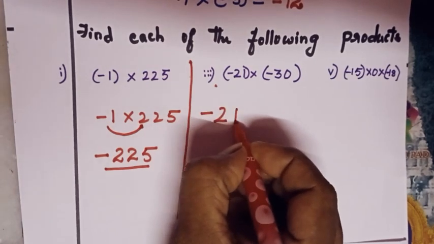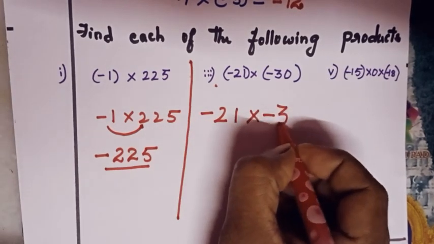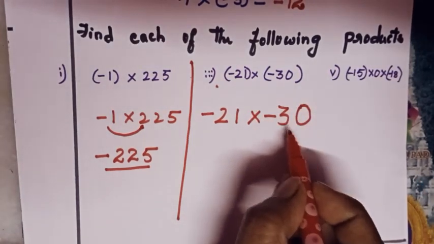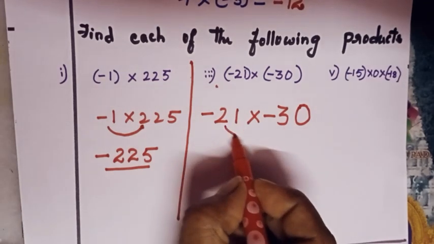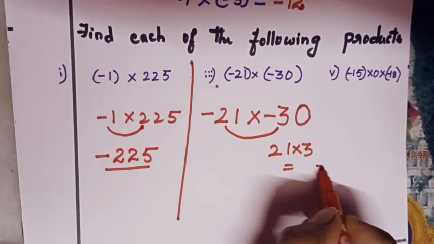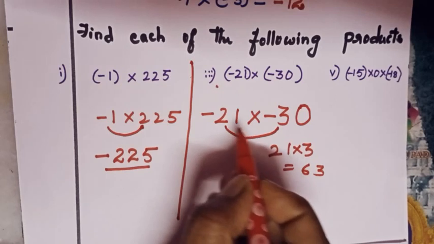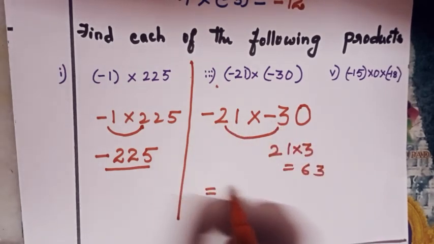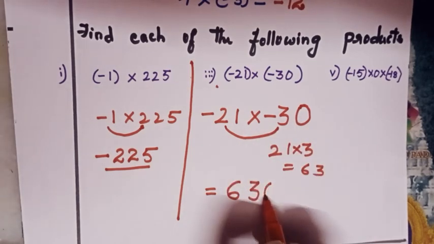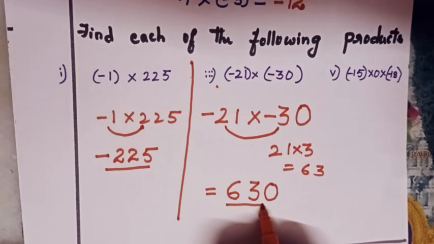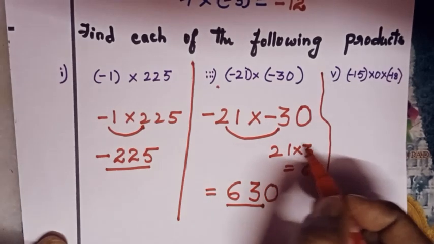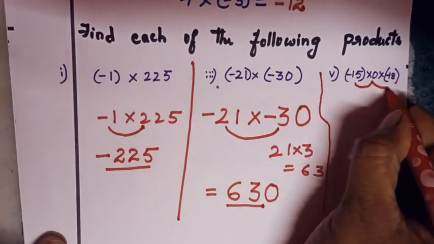Minus 21 into minus 30. Children, 30 means 3 tens. So, first 21 threes. What is 21 into 3? 3 ones 3, 3 twos 6. Minus into minus, plus. That is 63. 3 tens I said, so add 0. So we got the answer as 630.